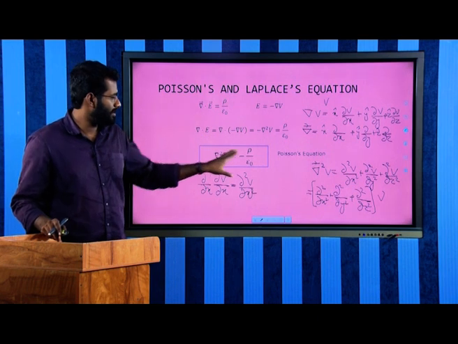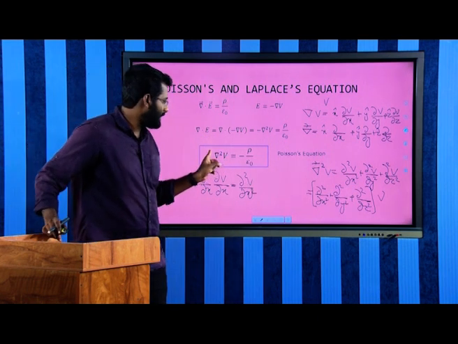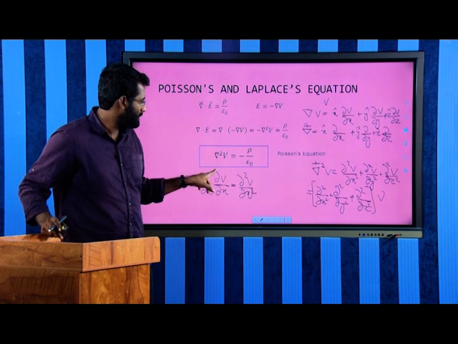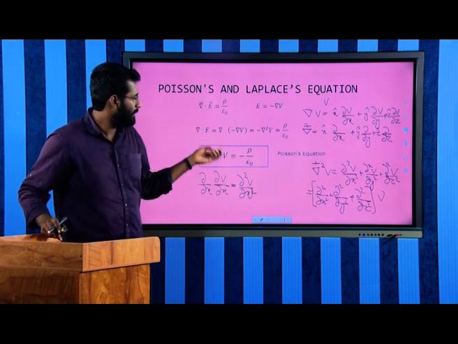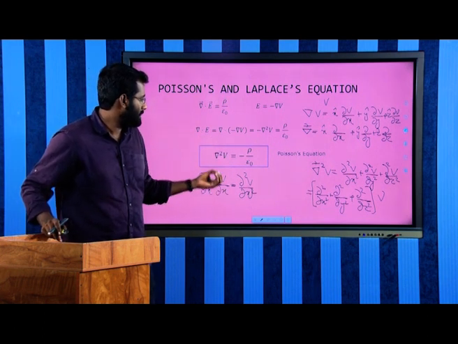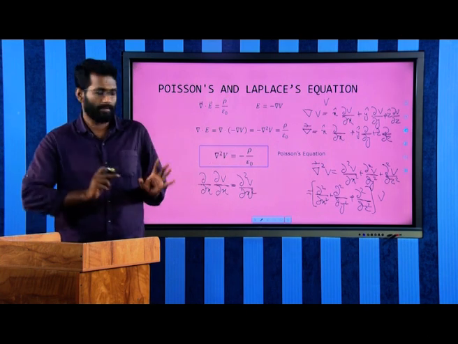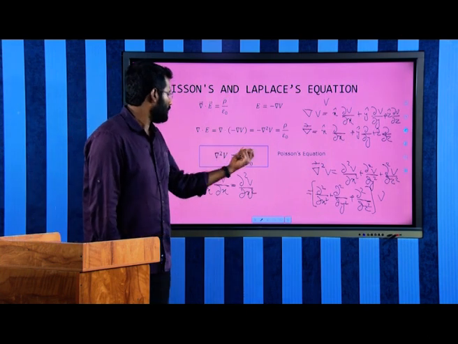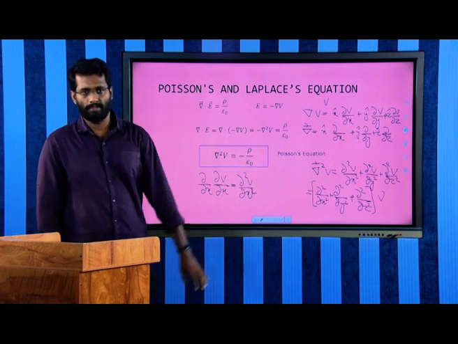So del square V means the second order. It reads as: dou square V by dou x square plus dou square V by dou y square plus dou square V by dou z square is equal to minus rho by epsilon 0. This is called the Poisson's equation.